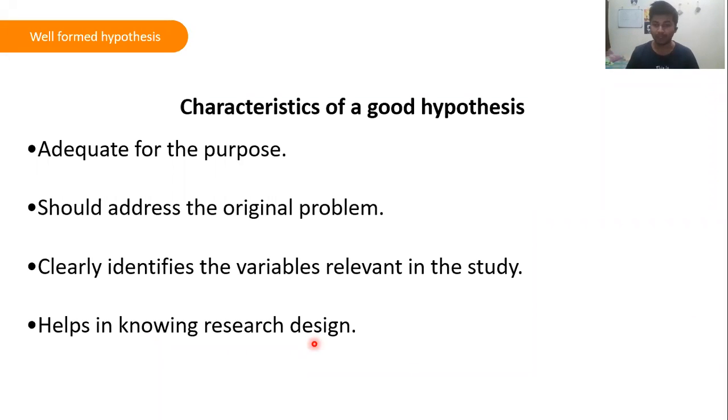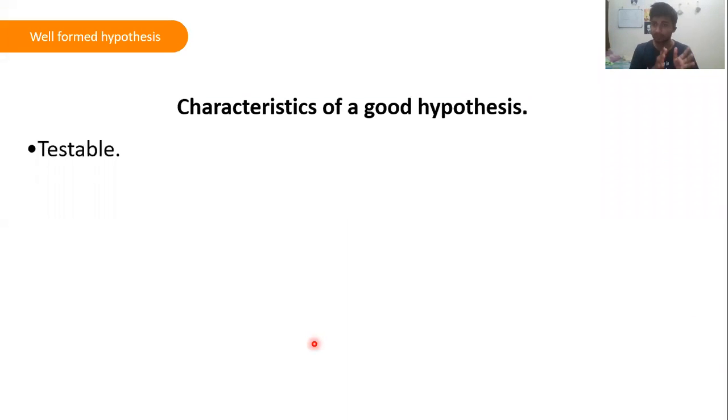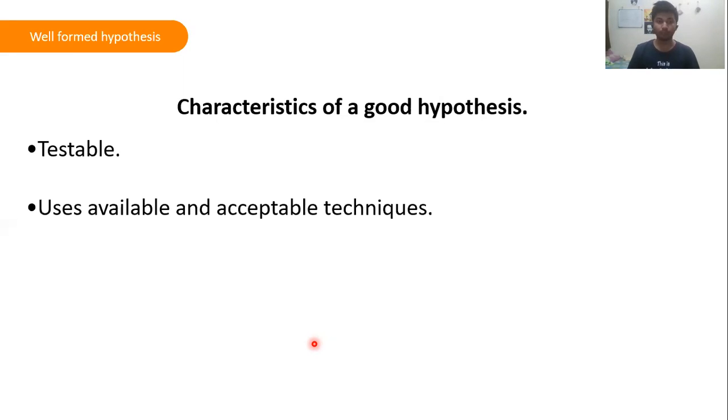So you will get to know that. Then this is very important: testable. Remember the Richard Feynman point, right? If it agrees with the hypothesis, if it agrees with the result, it's correct. If it does not, it is not correct. So it has to be testable. So how will it be testable?